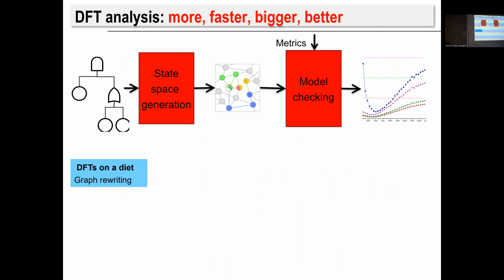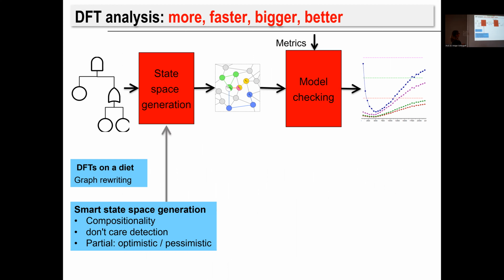And especially what we've done applies to stochastic model checking. For instance, Alessandro also worked on this topic. So what we do is take our dynamic fault tree, generate the state space, and then do stochastic model checking. And we have done a lot of smart tricks to make this really work.